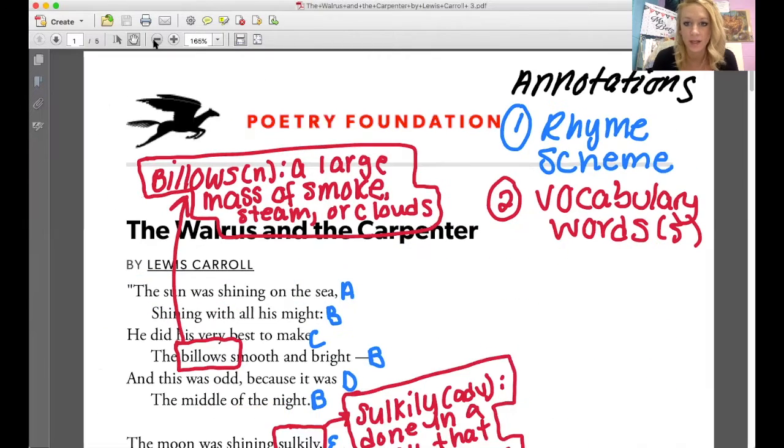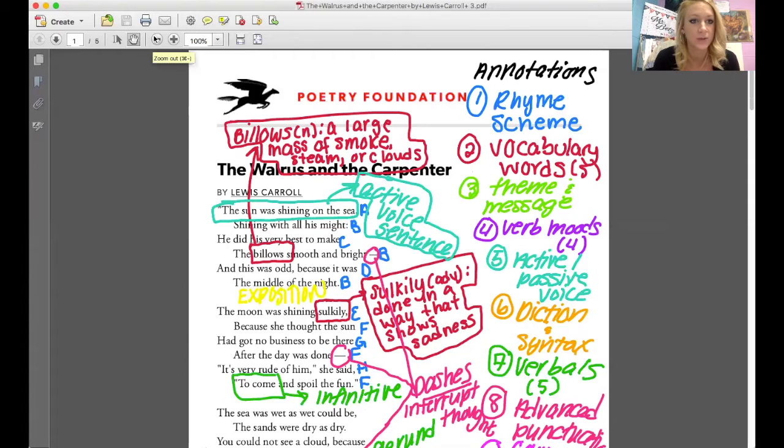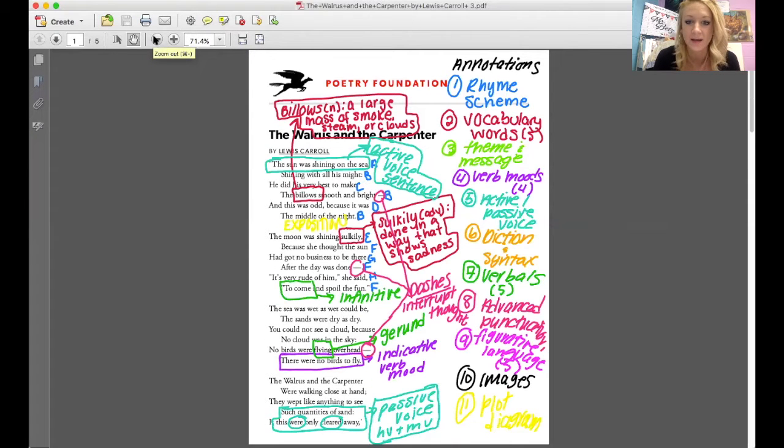So this is what it will end up looking like. I chose The Walrus and the Carpenter because I love Lewis Carroll. Lewis Carroll wrote Alice in Wonderland. It's just whimsical, it's silly, it's nonsensical, it's fun.